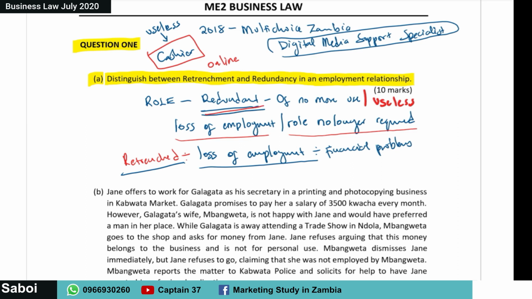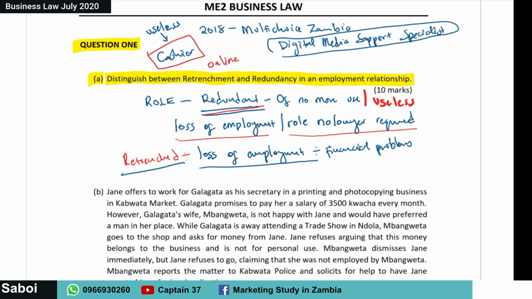So the difference really is that with redundancy, it is the role that becomes redundant, not exactly the individual. And therefore the individual and their skills can be redeployed elsewhere within the operations of the business. Whereas retrenchment refers to a loss of employment because there's just no more need and there's nowhere where the company can take you.